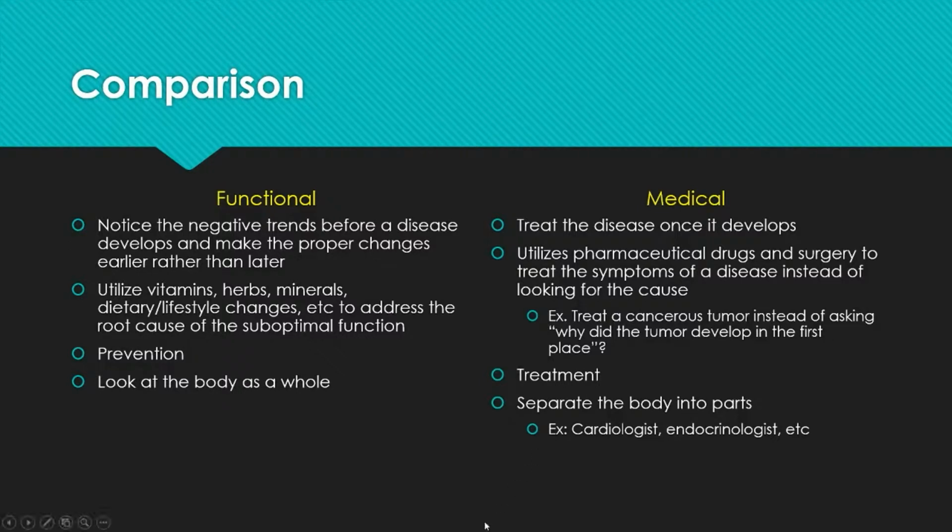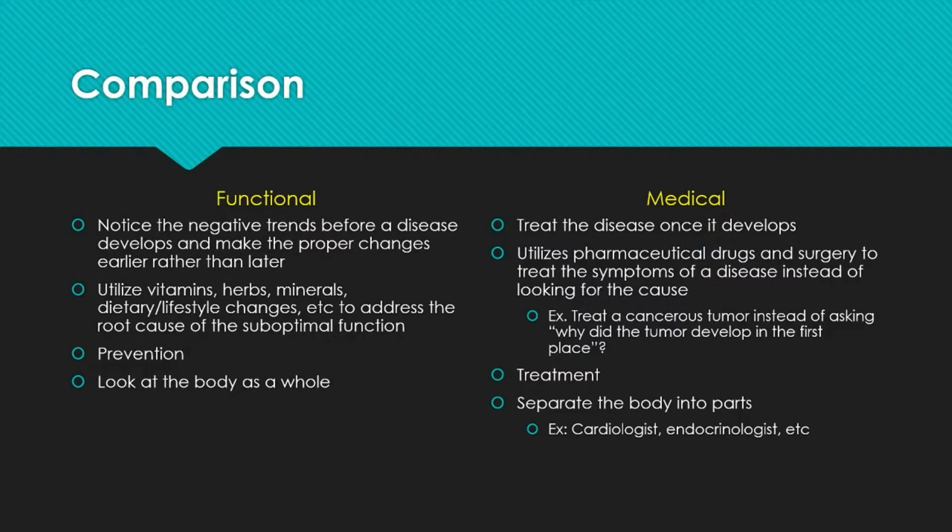Another big thing is that in functional nutrition, we look at the body as a whole unit. It's an interplay of all different types of things, all organ systems. You can't just pinpoint one culprit. It's a whole slew of things. Now let's look at the medical perspective. In medicine, they treat the disease once it develops.